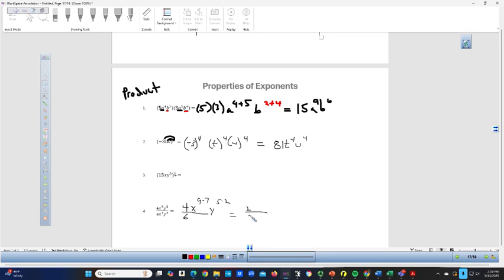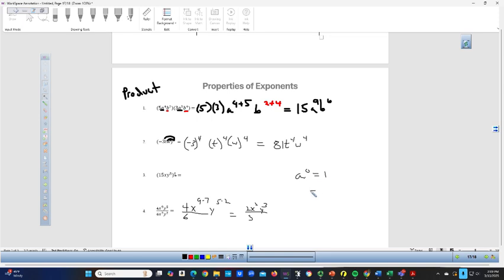When I simplify that, x to the second, y to the third. All right. Now I said that because our zero power rule says anything to the 0 power is just going to equal 1.